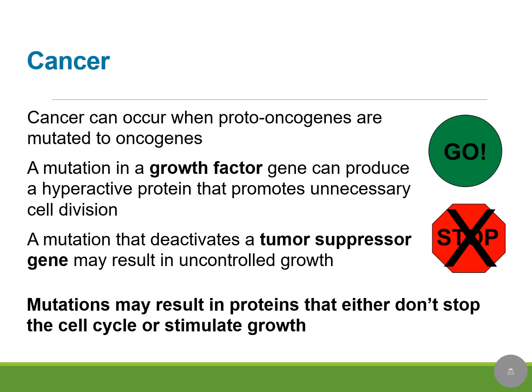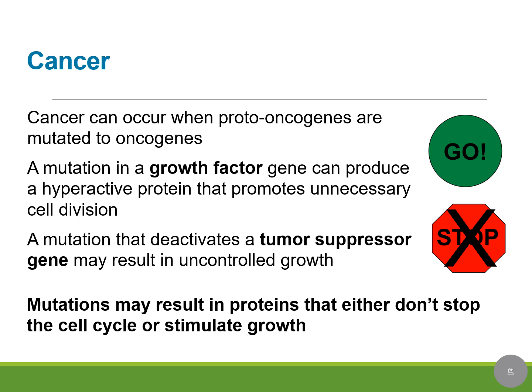So cancer is defined as when a cell goes from having proto-oncogenes, which are the normal genes that control the cell cycle, to oncogenes. A mutation called the growth factor can produce that hyperactive cell, causing it to go through an uncontrolled cell cycle. A growth factor should only stimulate growth when it's appropriate, but a mutation in the growth factor can cause it to become hyperactive, meaning that it's not going to regulate its cell division.